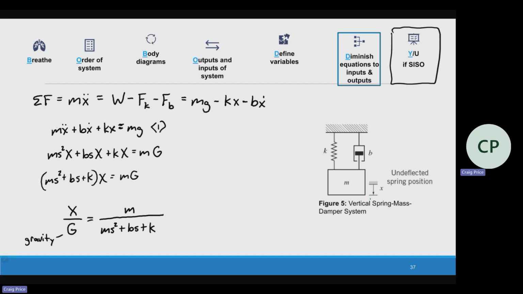Other questions? So the input doesn't have to be a force. In this case, it's an acceleration.